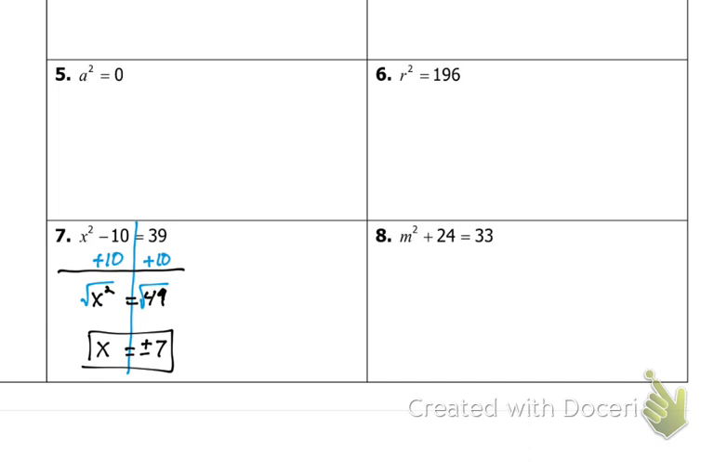What's the first thing I do in number 8? I cross out the 24, but I need something underneath it to cross it out. What do I cross it out with? A negative 24. So we're going to subtract 24 on both sides. That means our 24 and negative 24 cross out like Campbell said. And we have m squared equals, looks like 9. Plus or minus 3, right? Because when I take the square root of both sides, I'm going to have m equals plus or minus 3.